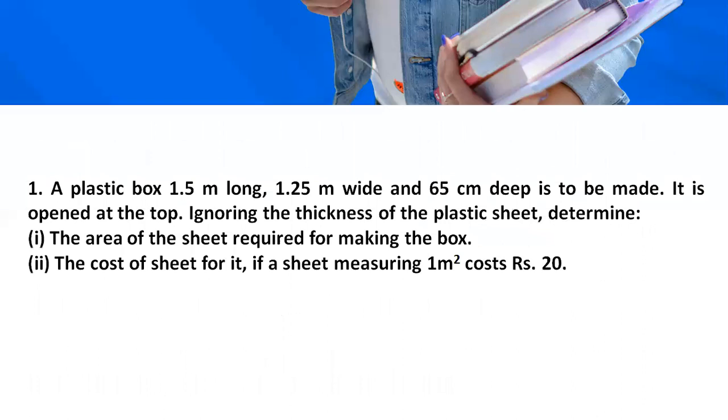Now let us start with the exercise problems. So here the first problem: a plastic box 1.5 meters long, 1.25 meters wide and 65 centimeters deep is to be made. It is open at the top. Ignoring the thickness of the plastic sheet, we need to determine the area of the sheet required for making the box, and the cost of the sheet for it. If the sheet measures 1 meter square, it costs rupees 20.